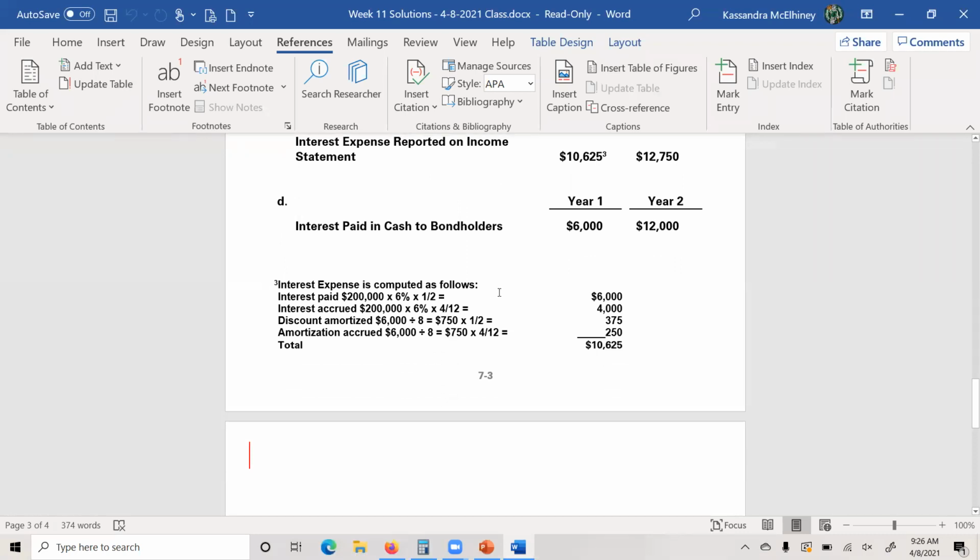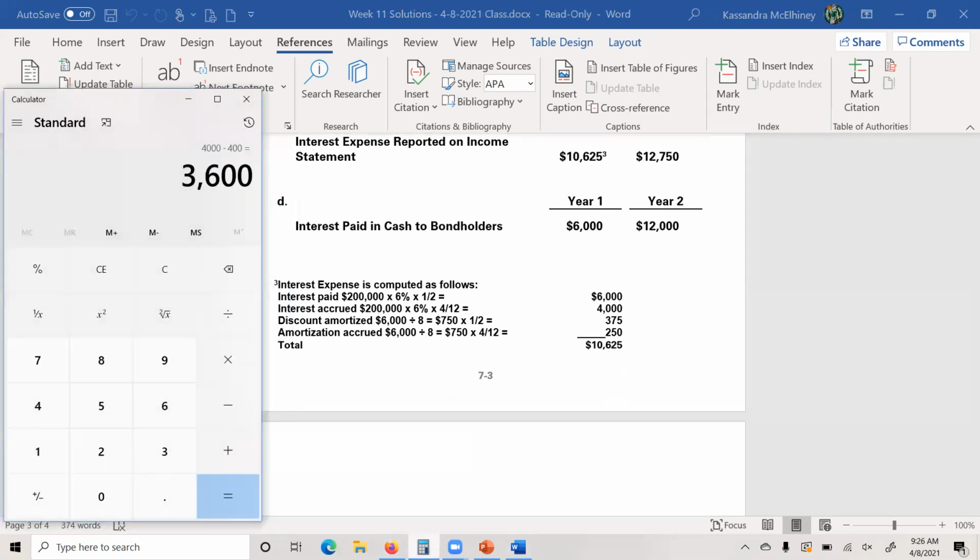So the interest paid to bondholders for each semi-annual bond payment would be the face value of the bonds, $200,000 times our interest rate, which was 6%. That's a full year's worth of interest. However, our interest is paid twice a year, so we need to divide that number by 2. So $6,000 will be our semi-annual interest payment starting September 1st, year 1.